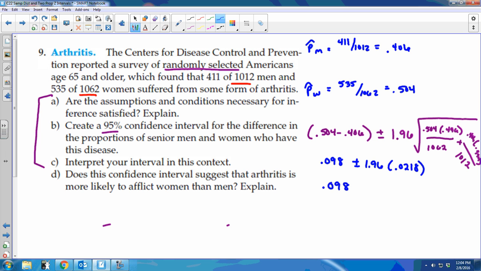So 0.098 plus or minus 0.0427, and we get 0.055 to 0.141. Look, see, it's in order.